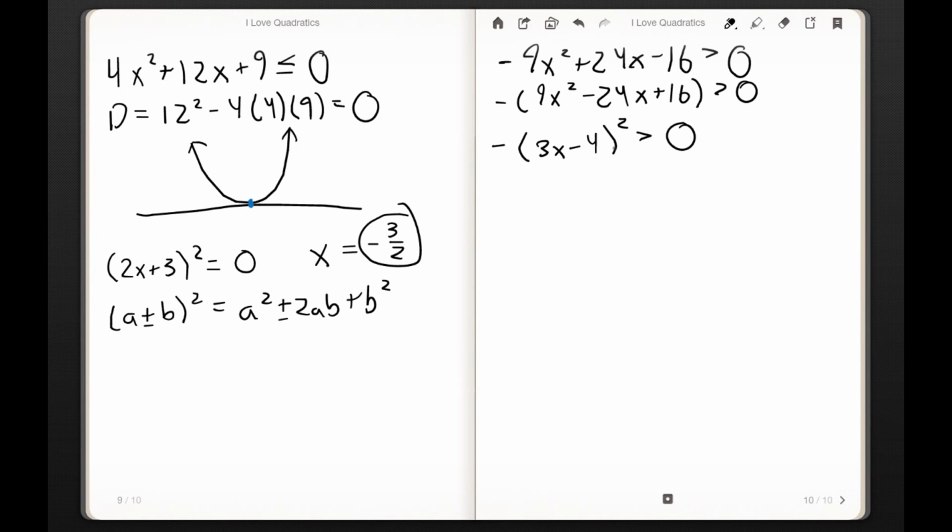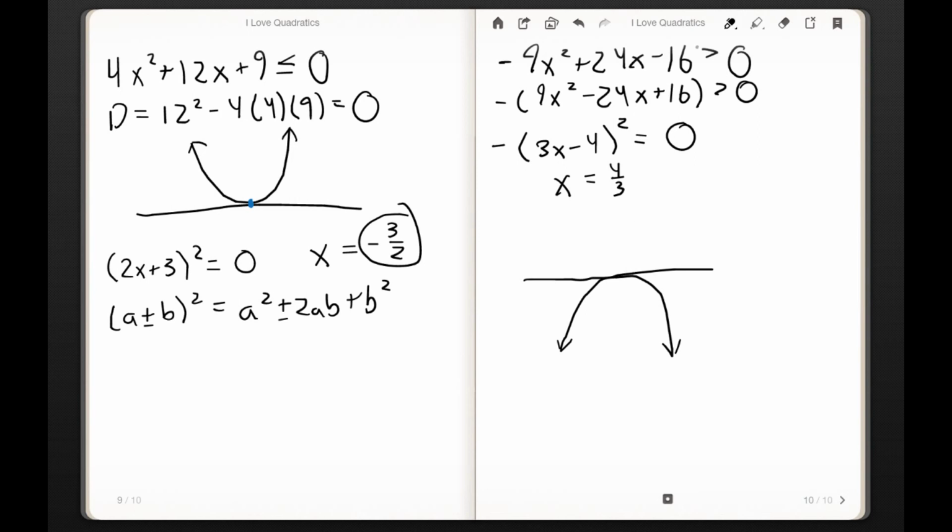And so the root of this parabola, if we were to set it equal to 0, let's just show that, the root is going to be 4 over 3. That's where the parabola is equal to 0. Because it's a negative leading coefficient, the parabola is pointed downward, and it touches once at the root of 4 over 3, right there.